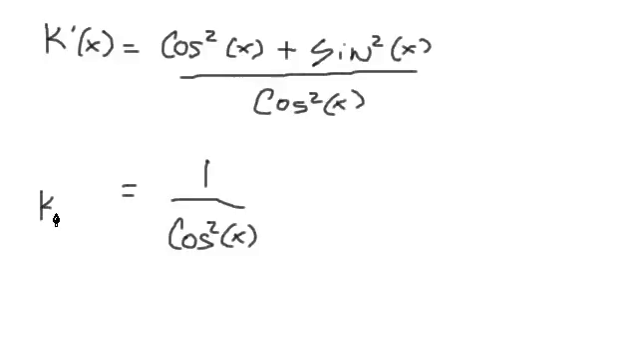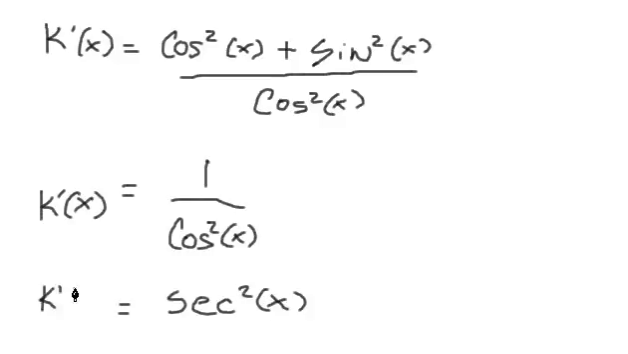Now we can rewrite one over cosine squared x. If we take this to the top, it will become secant squared x. That would be our k prime of x. So what you need to do is memorize the derivative of tan x, that's secant squared x, because it's going to save you a whole lot of time. Right? We want to definitely memorize that.